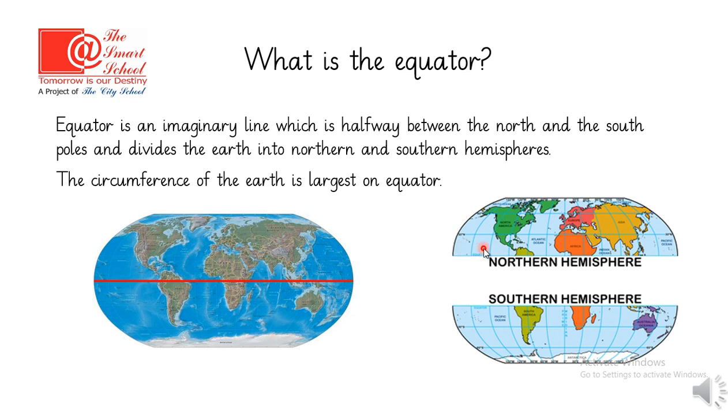Now to make it easy for you, I've just separated the northern hemisphere and southern hemisphere. See, this part is the northern hemisphere, and the bottom part is the southern hemisphere, and in between these two hemispheres is the line which is called the equator. It means the equator is the line which is dividing the earth into northern and southern hemispheres. But remember, it's just an imaginary line. The circumference of the earth is largest on the equator. You can observe this here.